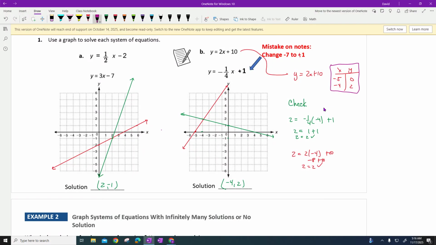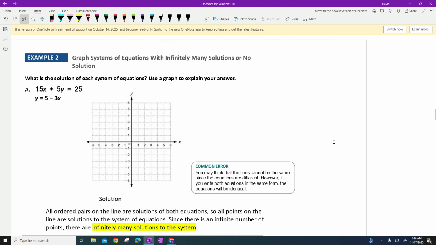So mental math. I want to put the -1 here. I want to put a 2 here. 3 times 2 is 6. 6 take away 7 is -1. So mental math comes into play here on checking your answers before you go on, or hit enter on your computer. All right. Let's talk about infinitely many.